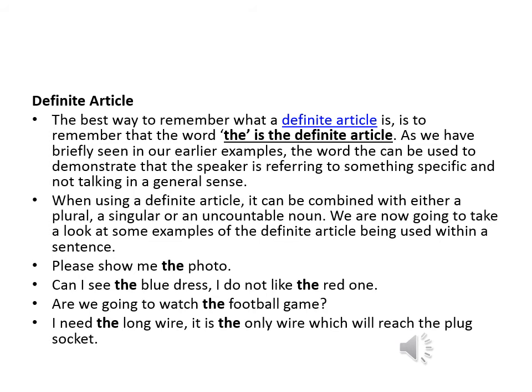So I need the long wire. So he or she is referring to a specific long wire. It is the only wire which will reach the plug socket. So that means it is the only wire. Got it? So that's how we use definite articles. Indefinite is a and an.